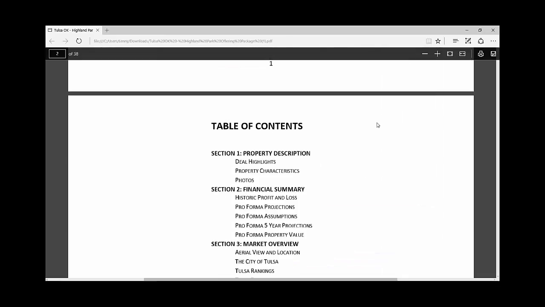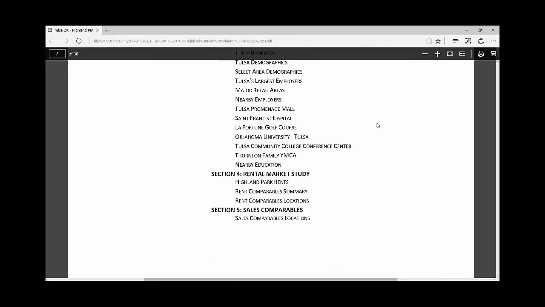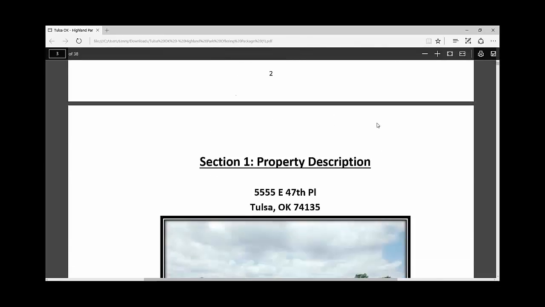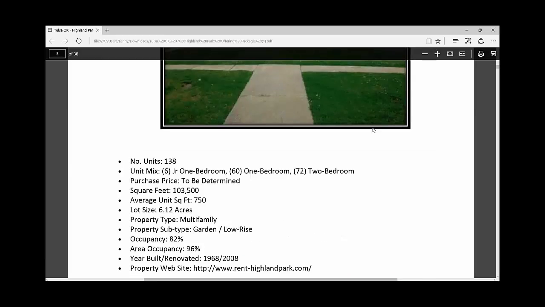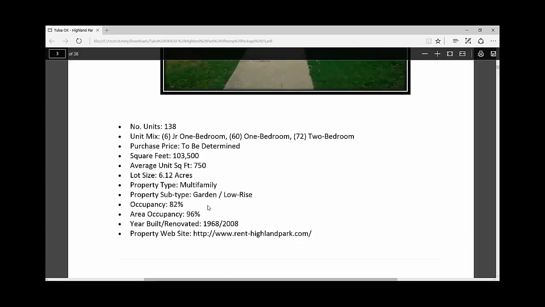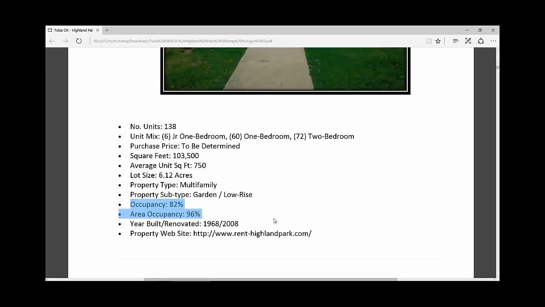So we start looking at the property. Okay, they've got some great, beautiful sections here, more pretty pictures. What's it going to tell us about this particular property? Purchase price to be determined. The total unit mix. Area occupancy is 96%, but the current occupancy is only 82%. So this is an underperforming asset. Why can't this property perform at what the area is shooting for?